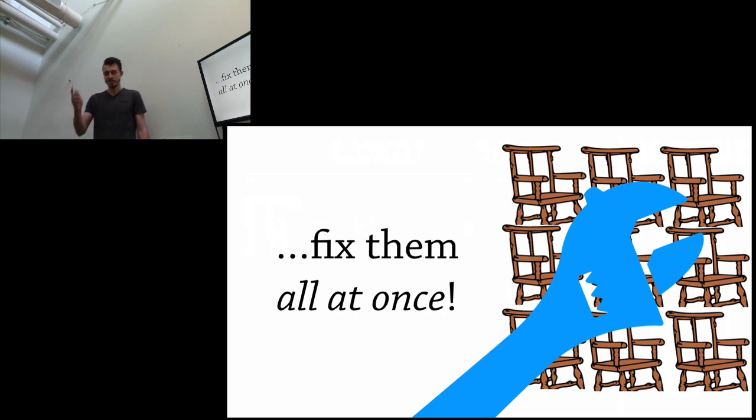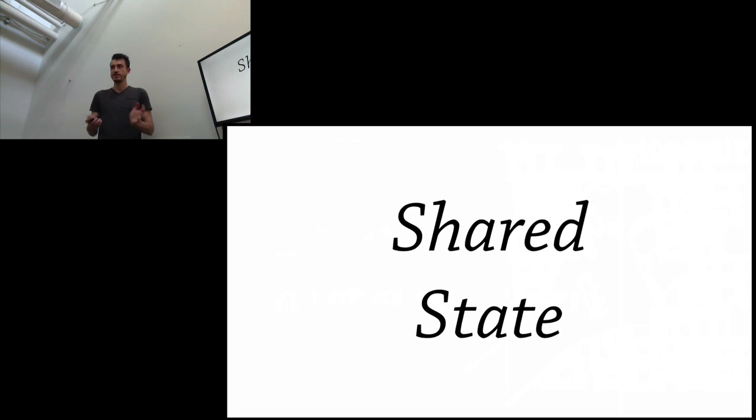Okay, the question is now, if your chair is defective, the company that made that chair is going to have to spend a lot of money because every single chair they made, they're going to have to fix. What if they could fix them all at once? So that was the question. How do we do that? So we can do that with prototypes using shared state.